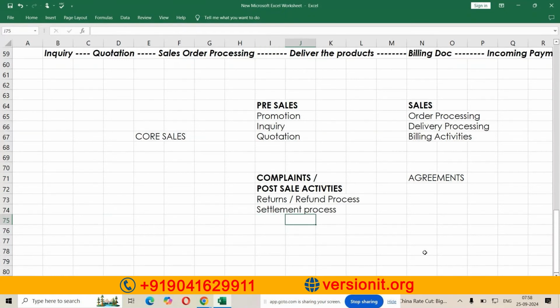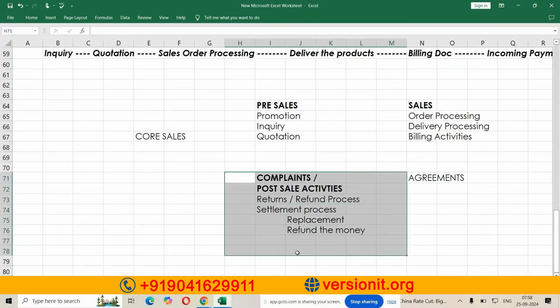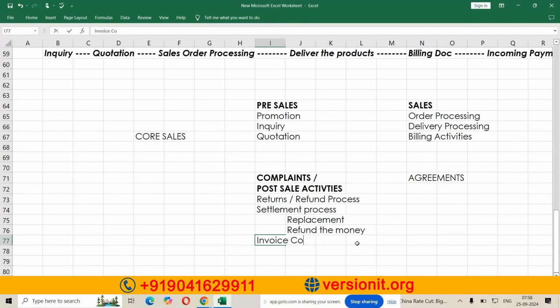So there are going to be two ways of doing the settlements. One, we try to replace that particular product, or we refund the money back to the customer. These are all going to be part of your complaints. Or sometimes we are going to be correcting the invoice. Due to some issues, we have issued a wrong invoice. That invoice need to be corrected and we need to reissue it once again. Some discounts has been not offered, or selling price has been not maintained properly. We need to correct that particular invoice and we try to resend it back. These are all going to be part of your post-sale activity, which comes after sales.